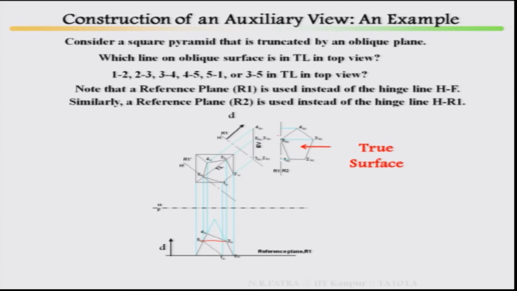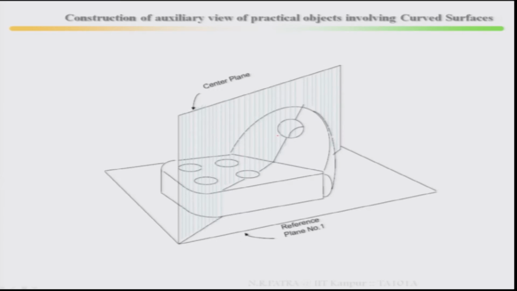This is how construction of an auxiliary view is done, one of the typical examples. These are all examples. The center plane you have to cut. Construction of an auxiliary view of a practical object involving a curved surface. If this surface is curved, then you can take a center plane, then find out the curved surface, how it is there for practical purposes.